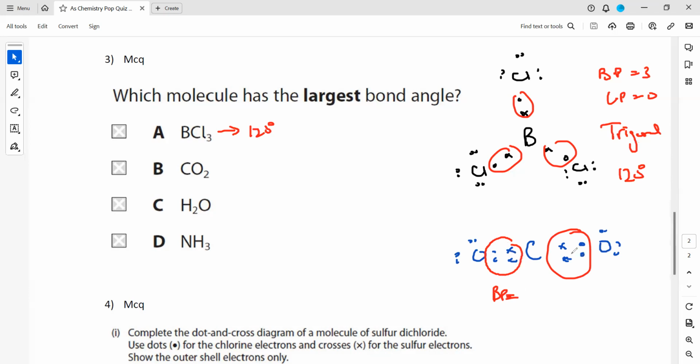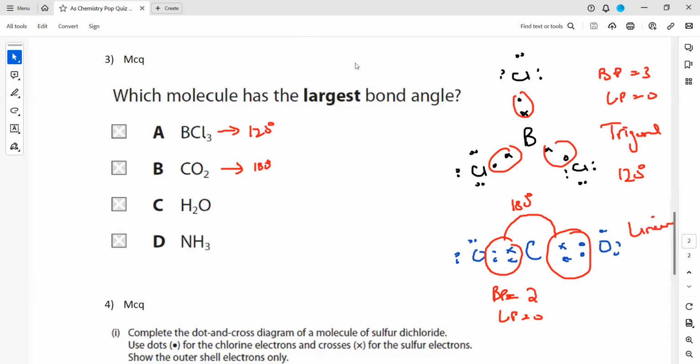So while predicting a geometry, we consider them as one bond pair. This is one bond pair, this is another bond pair. So there are two bond pairs and no lone pair. Whenever there are two bond pairs and no lone pair, the bond angle will be 180 degrees with a linear structure.